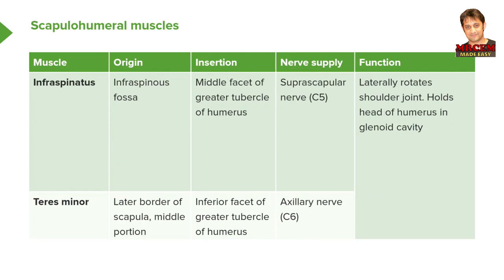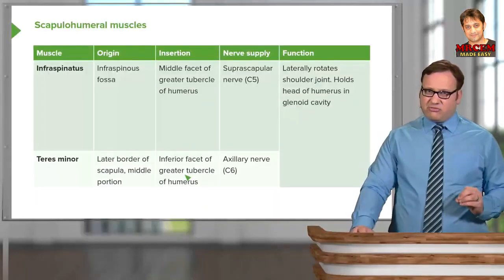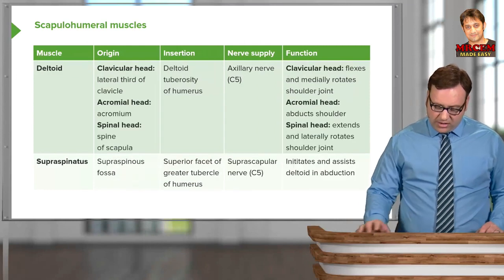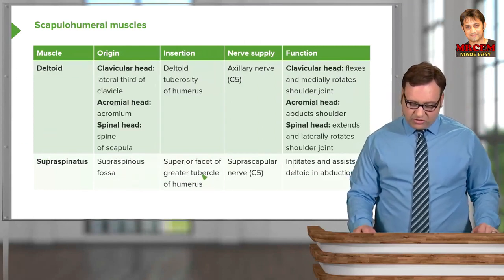So if we look at the detail of these, here we can see infraspinatus. We can see infraspinatus originating from the infraspinous fossa, and it passes to the greater tubercle of the humerus. This is innervated via the suprascapular nerve. We can also see teres minor passing across from the lateral border of the scapula and the middle portion of the infraspinous fossa. We can see it's passing again to the greater tubercle. And what we now have is three muscles that are going to the greater tubercle. We have the supraspinatus, which is going to the greater tubercle.